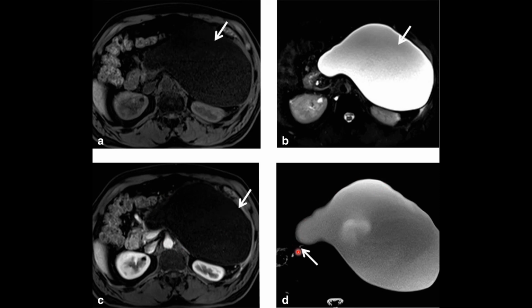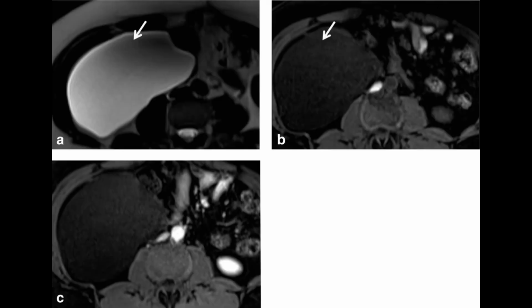Now when I did an MRCP, there is a small duct which is almost connecting it. That is nothing but the pancreatic duct. So whenever there is a connection with a pancreatic duct, we think of a history of pancreatitis, and it can be a pancreatic pseudocyst. So this was nothing but a pancreatic pseudocyst.